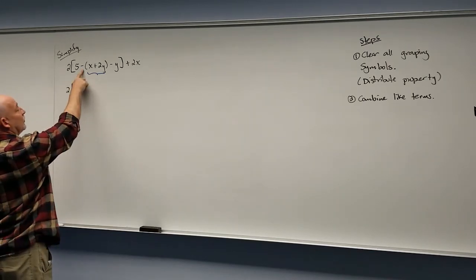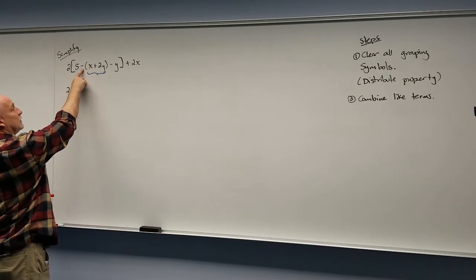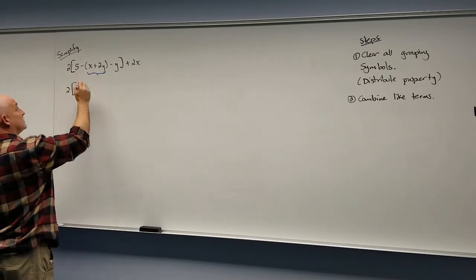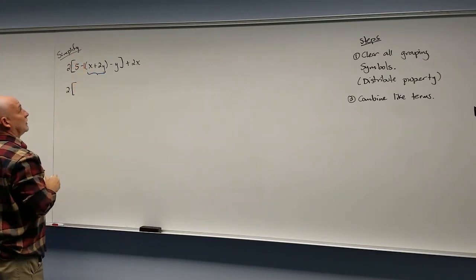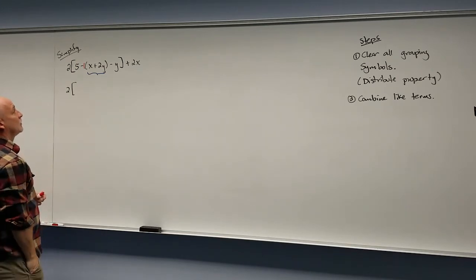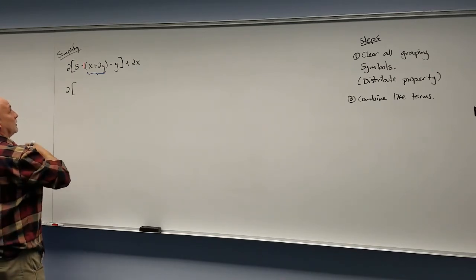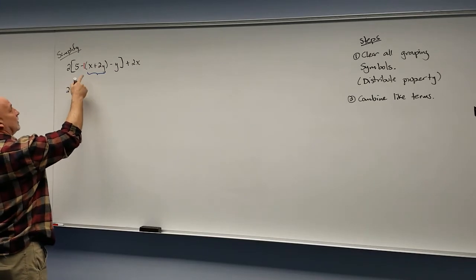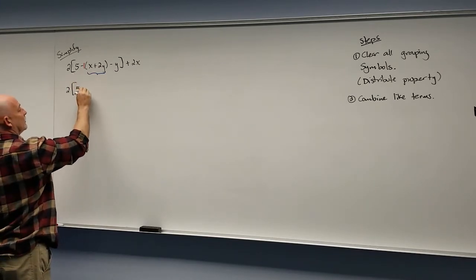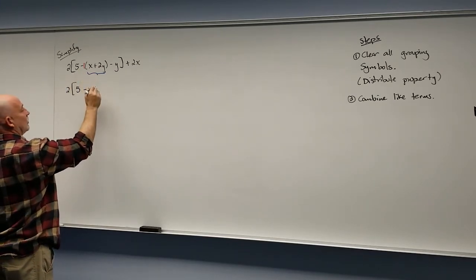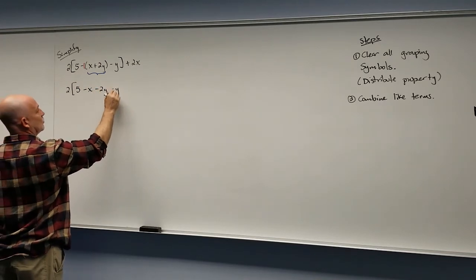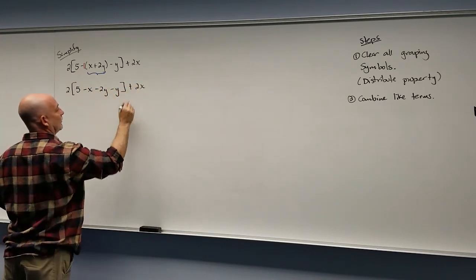Now what's out in front here? We really don't see anything. But remember, there's always technically a 1 right there. So what are we going to be distributing? We're distributing a -1. So our 5 stays the same. -1 times x is -x. -1 times 2y is -2y. Copy everything else down.